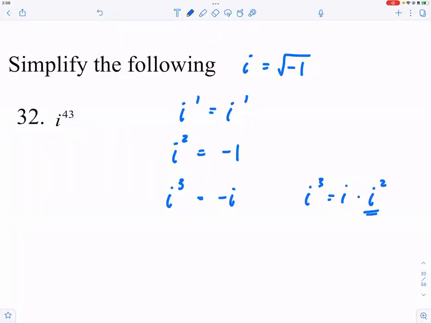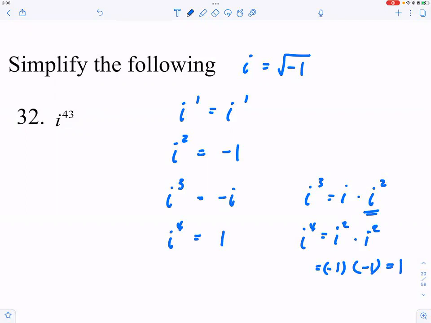And i cubed, it's negative i, because i cubed is the same thing as i times i squared. And we knew about i squared being -1. So i cubed is simply negative i. And i to the 4th power, it's simply -1 times -1, which is equal to +1. Okay, so i to the 4th power is i squared times i squared. So -1 times -1 is equal to +1.